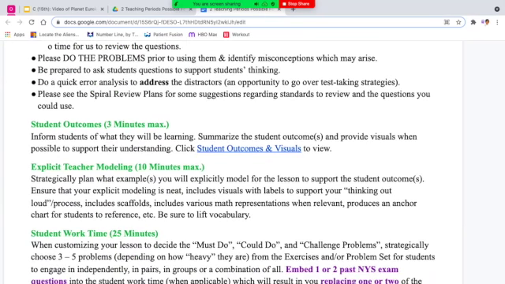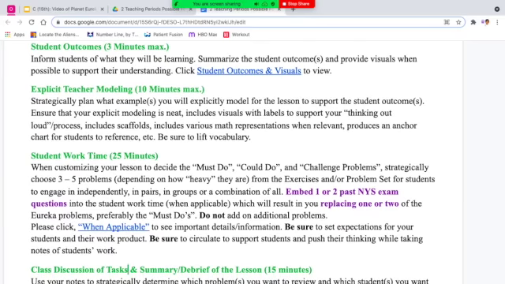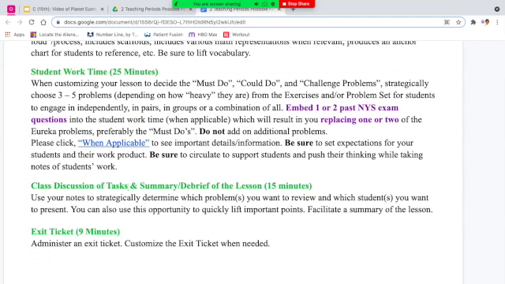Student outcomes, same thought process. Explicit teacher modeling, I left it exactly the same. An increased time doesn't mean that you model more. You still want to stick to your explicit modeling time. However, the student work time has increased to 25 minutes.